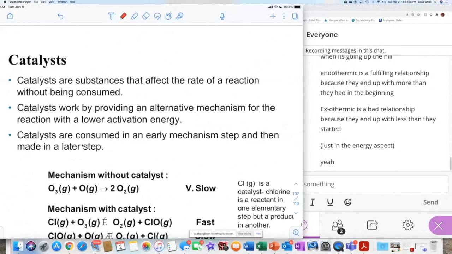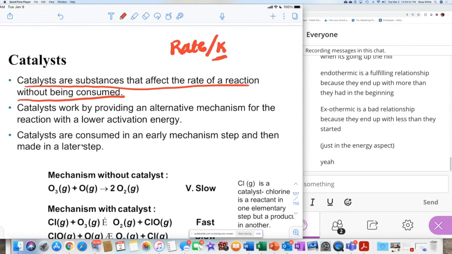Okay, finally, catalysts. So your lab this weekend was about catalysts and how they work. We kind of talk about catalysts very briefly. Catalysts are substances that affect the rate of the reaction without being consumed. In the previous lesson, we talked about the relationship between rate, represented by the rate constant, versus temperature. We saw how temperature, using the Arrhenius equation, affected the rate of the reaction, represented by K.